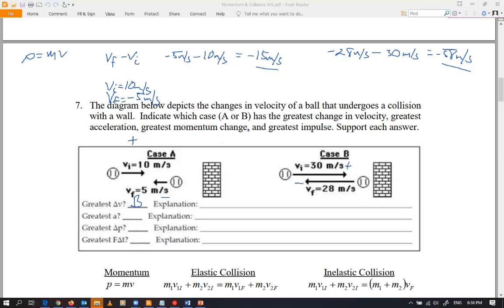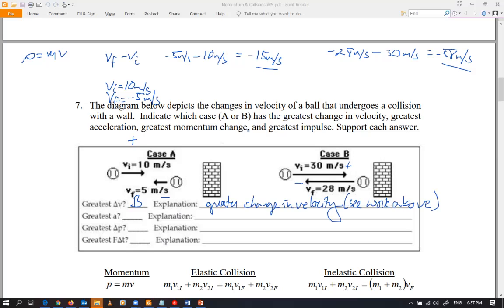Okay, so case B has the greater change in velocity, and you can say see work above. This is the big thing I want you guys to do: make sure you're working these problems out so that I can see what it is that you're doing.